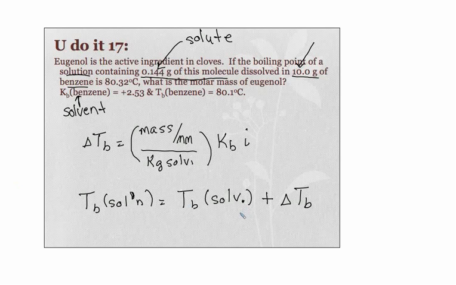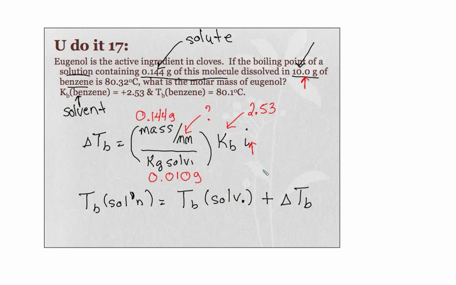Now I like to start plugging my givens in around this framework. We've already identified this as our solute, 0.144 grams. The molar mass is our unknown. Kilograms, we have to convert that. That's given in grams, and we need kilograms. Some people don't move their decimal places enough. You might want to do this on your calculator if you're concerned about that. We're given Kb, 2.53.